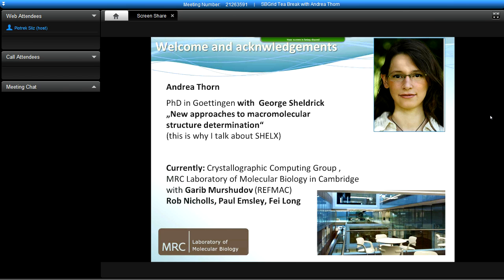But after a short interlude in the group that developed Phaser at the University of Cambridge, I'm now with Garib Murshudov and Rob Nicholls and Paul Emsley and Fei Long, who developed REFMAC and Coot and Bulbus and ProSMART.